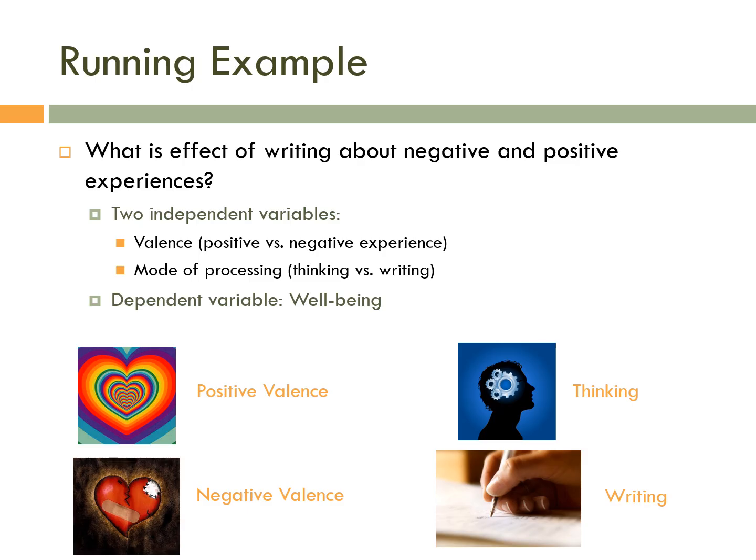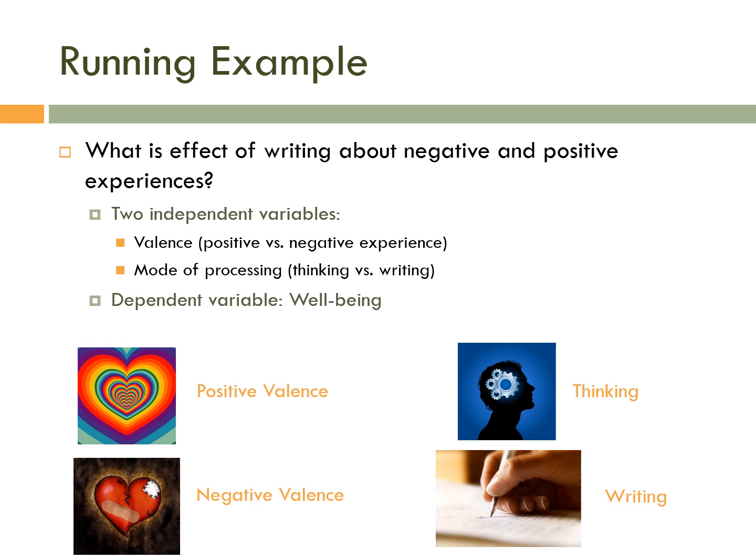Let's return to our running example about thinking about or writing about an experience in order to process it. We're going to still continue with the independent variable of mode of processing, which is whether you're thinking or writing, but we're going to add in another factor or another independent variable. This time, instead of just focusing on negative traumatic experiences, we're going to focus on the valence of the experience, which just means was it a positive experience or a negative experience.